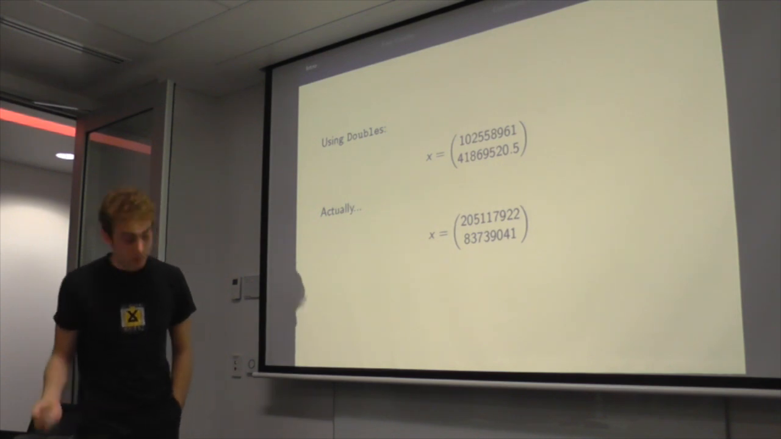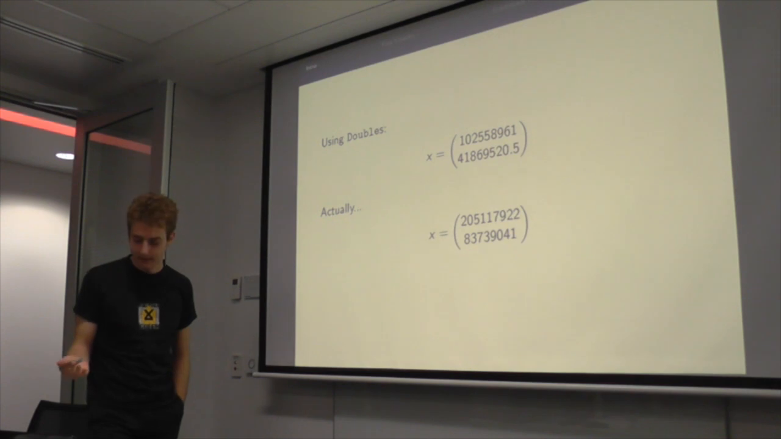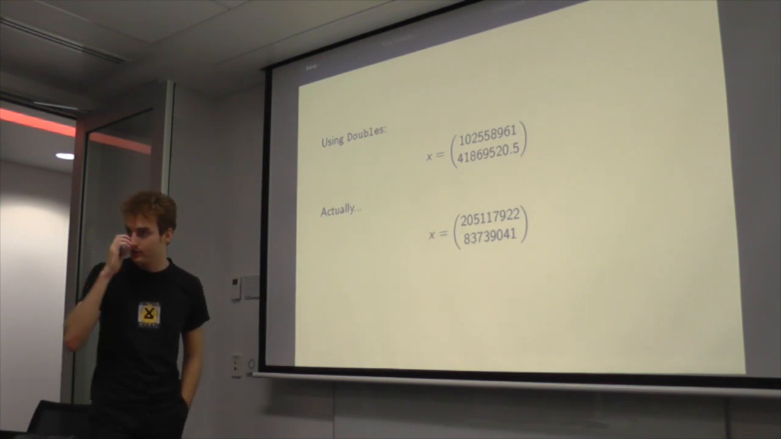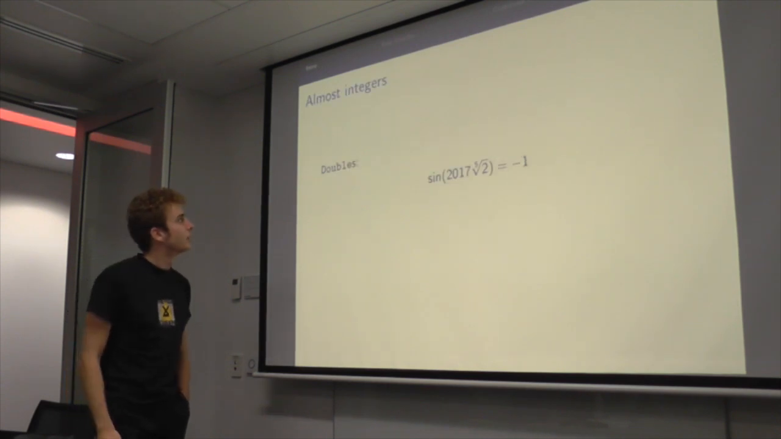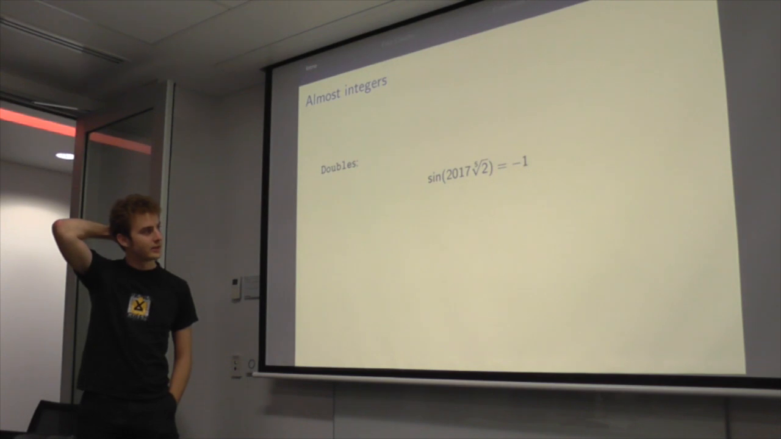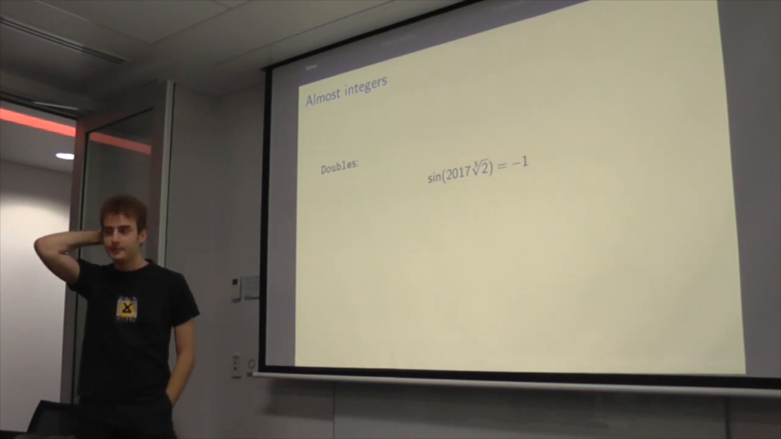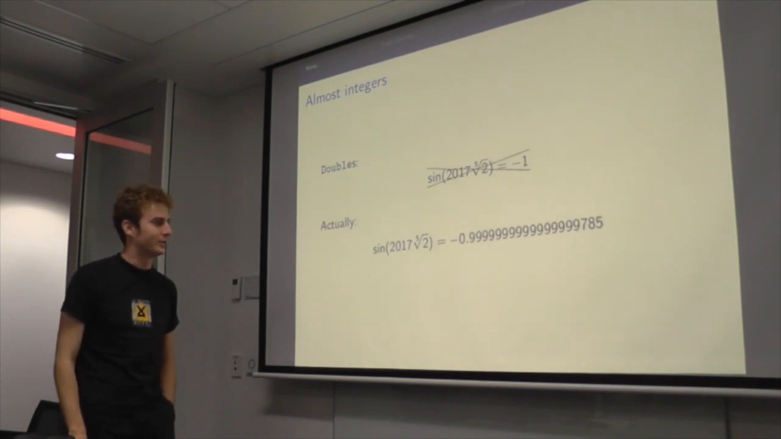That problem is one that we could have solved just using rational numbers. But there are plenty of problems that you could come across, trying to do operations on a computer, that you can't do that with. An example here is if we try to take sine of 2017 times the fifth root of 2. Using doubles, we get exactly minus 1. But, of course, that's wrong. The correct answer is that.